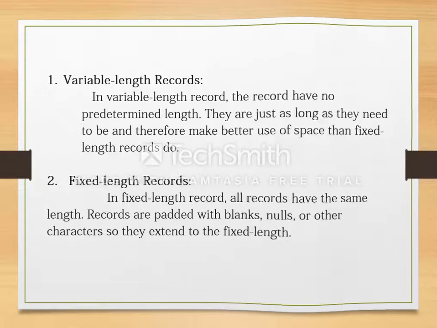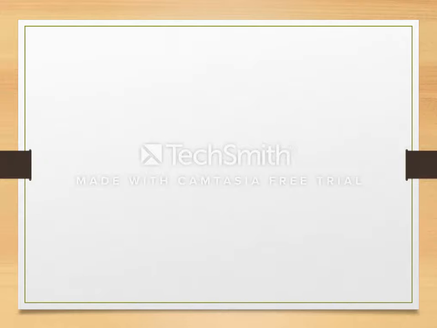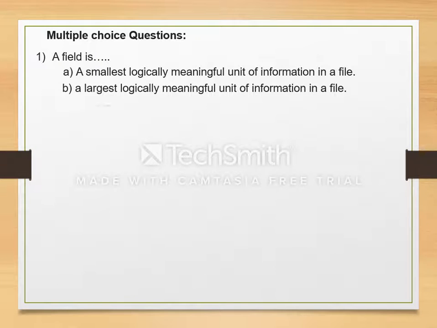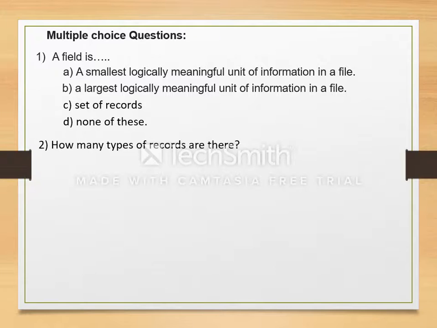Now there are some questions on this topic. First question, a field is: A. The smallest logically meaningful unit of information in a file. B. The largest logically meaningful unit of information in a file. C. Sets of records. D. None of these. Second question. How many types of records are there? A. 3. B. 2. C. 4. And D. 5.